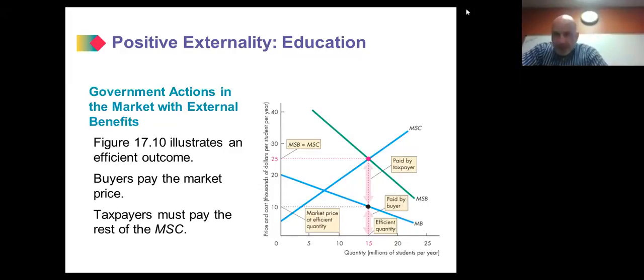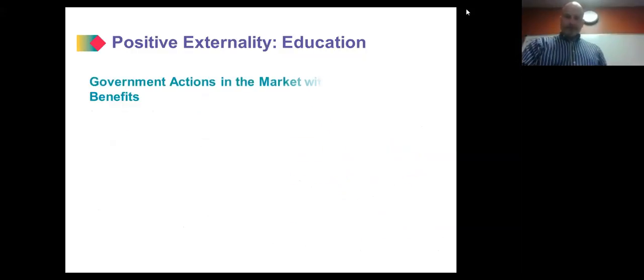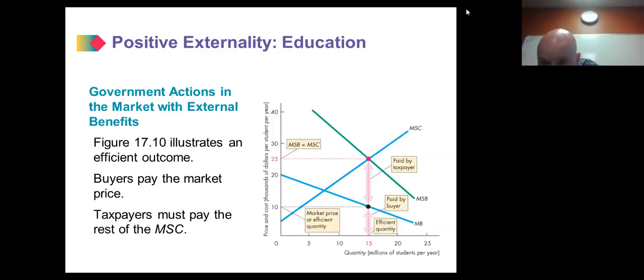So here, the efficient number of college students is 15 million students per year. This is at the point, remember, where marginal social benefit is equal to marginal social cost. With the demand and marginal private benefit curve, look at our demand curve. The price at which the efficient number, so at 15 million, is $10,000 per year. If students pay that price, we leave it to the taxpayers to pay the remainder. And the remainder is equal to the marginal external benefit at the efficient quantity. So the difference would be the 15. We're illustrating what we just said.